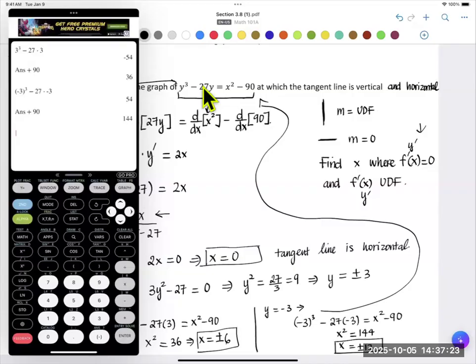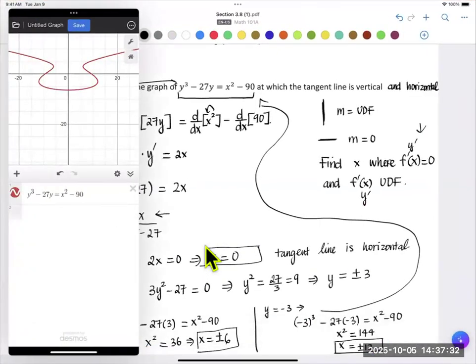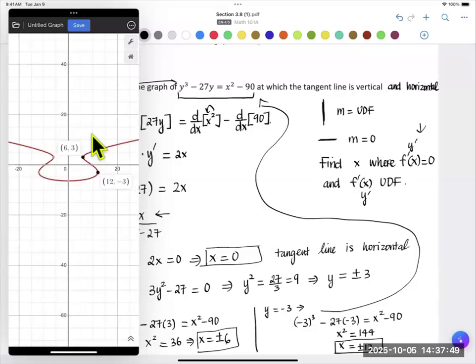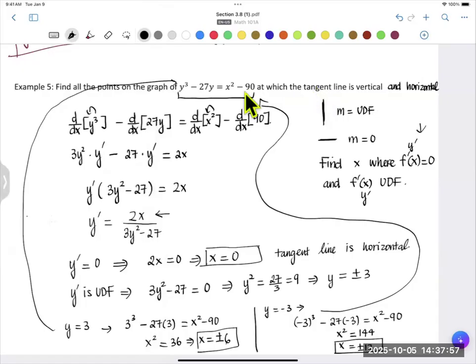So that gives you 4 vertical tangent lines and 1 horizontal tangent line, which matches our graph. So here you have negative 12 and 12, 6 and negative 6 for the vertical tangent lines, and you have x equals 0 for the horizontal tangent line, which matches our graph. Okay, so this is how you find the x values where the function has a tangent line that is vertical or horizontal.